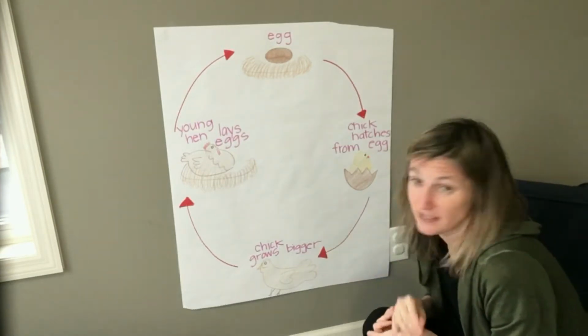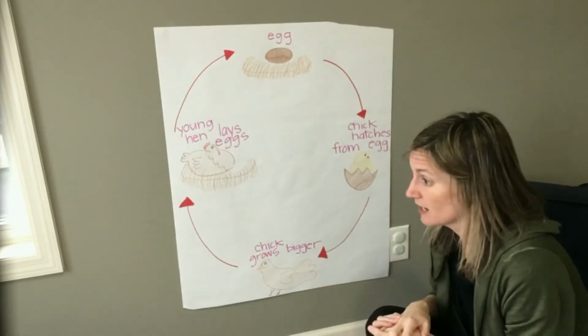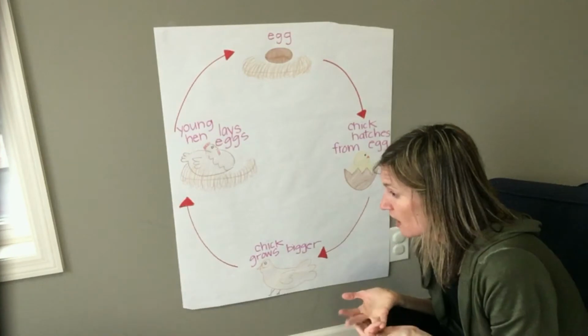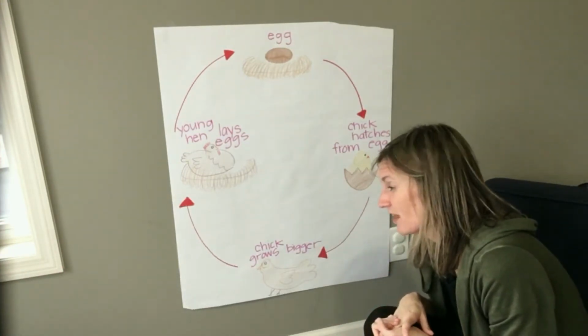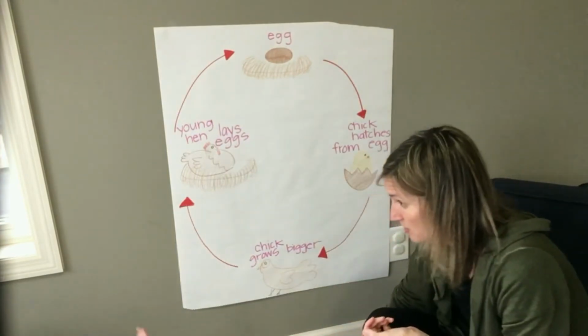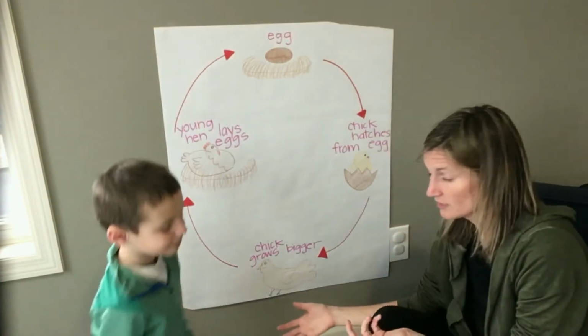Cam's over here, he says he doesn't want to be on the camera right now. But Cam, can you tell us another animal that you can think of and its life cycle? A butterfly. A butterfly. Why don't you come on up over here? Are you ready to be on the camera? Yep, you can come over here.